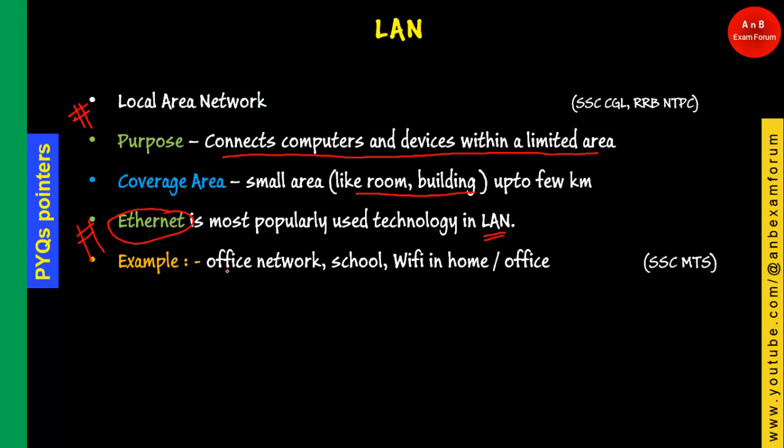And the example is very simple. As I told you, it is going to cover up to a room or building. The example is an office network, a school, or Wi-Fi in your home or office. So if you have Wi-Fi in your room, it means you have a local area network. And it is not Ethernet, it is some sort of wireless fidelity. It is a wireless sort of LAN.